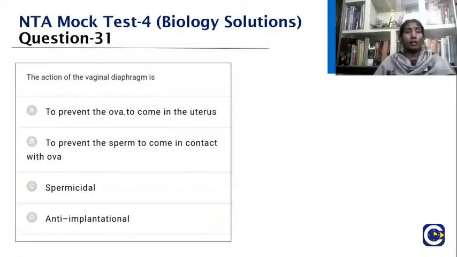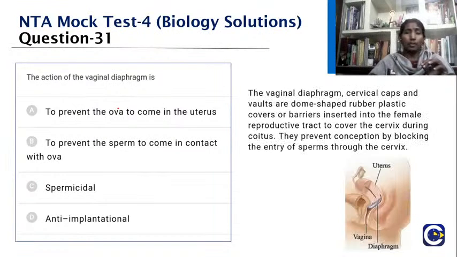The action of the vaginal diaphragm is to prevent the ova from coming into the uterus, to prevent the sperm from coming in contact with the ova, spermicidal, anti-implantational. So the vaginal diaphragm is one of the contraceptive methods which prevent pregnancy or conception. Like other barrier methods, as in men we have condoms, females use vaginal diaphragms. So the vaginal diaphragm's role is to prevent the ova from getting in contact with the sperm. That should be the right answer.